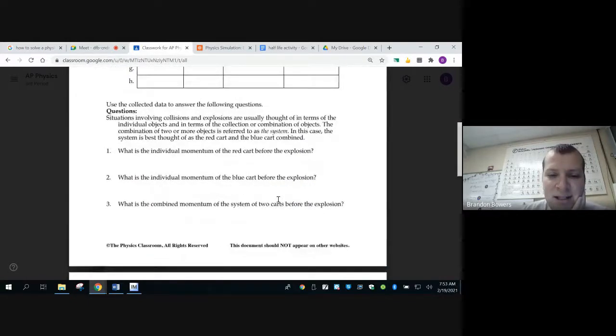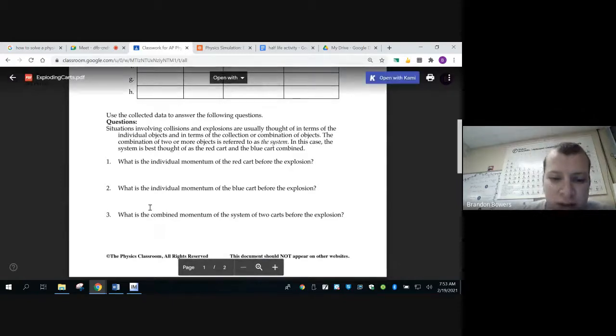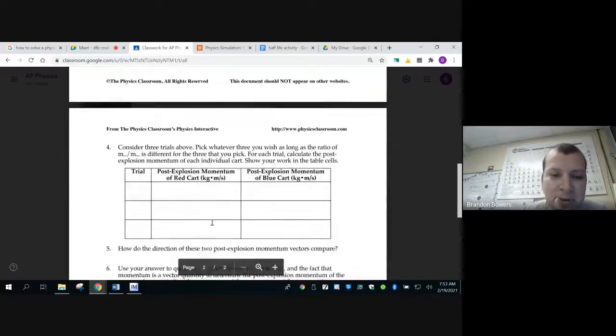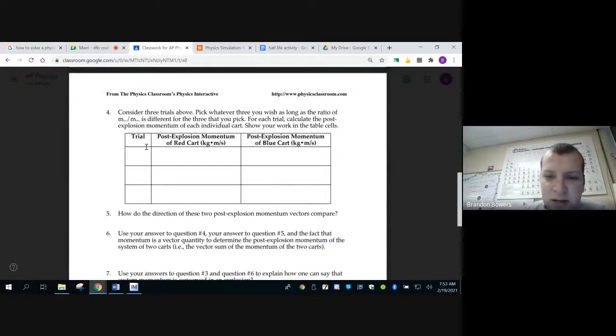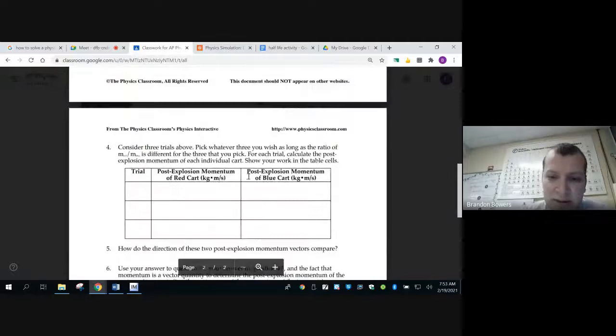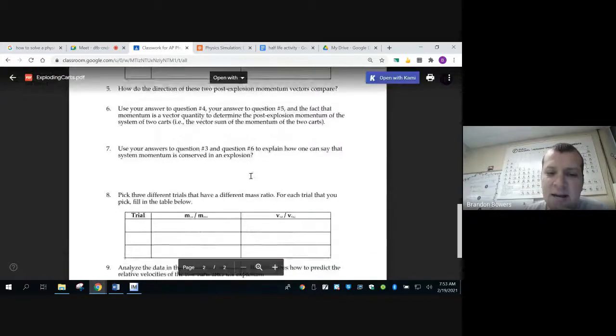And then answer some questions. What was the individual momentum of the red cart before the explosion? It's not moving, it's 0. What's the momentum of the blue car? Not moving, it's 0. What's the combined momentum? It's not moving, it's 0. And then calculate the trial post-explosion momentum. You're going to calculate momentum. So what is the mass of the cart times the speed? You're going to need the mass times the speed. And analyze some of these questions.